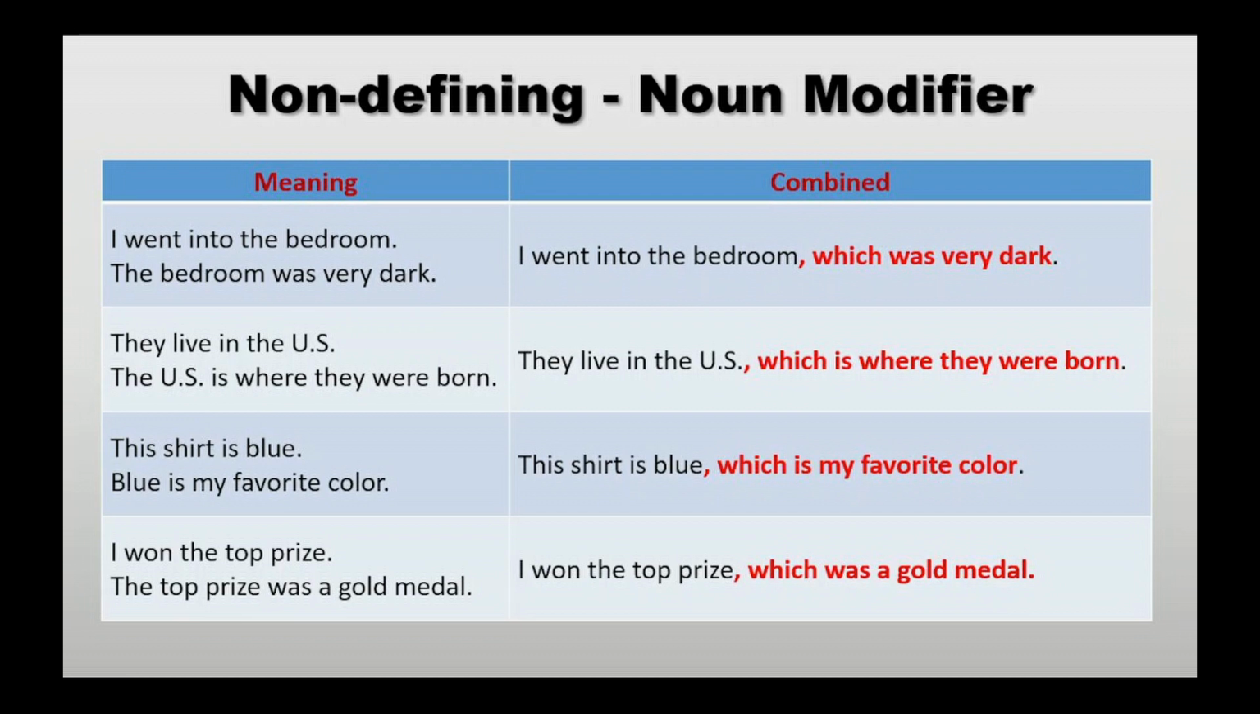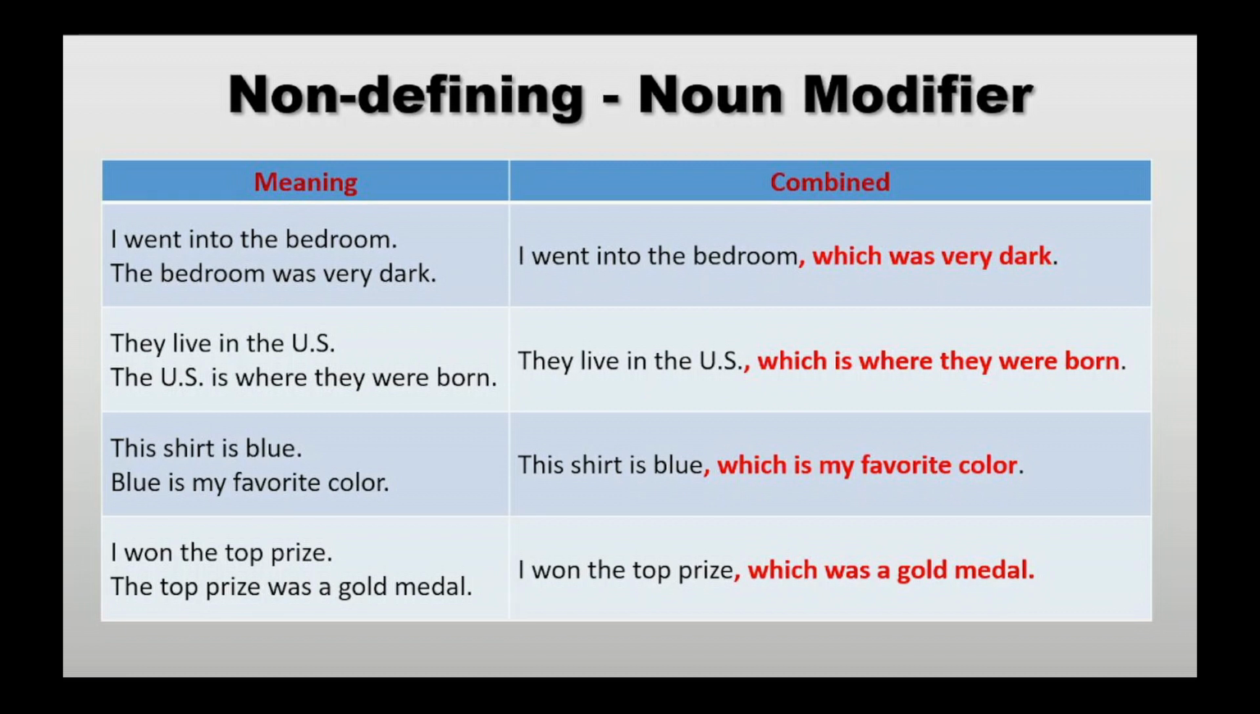All right, now let's look at some non-defining relative clauses which are used as noun modifiers. That is, it supplies extra information about some noun that comes before the clause. Look at these sentences here.